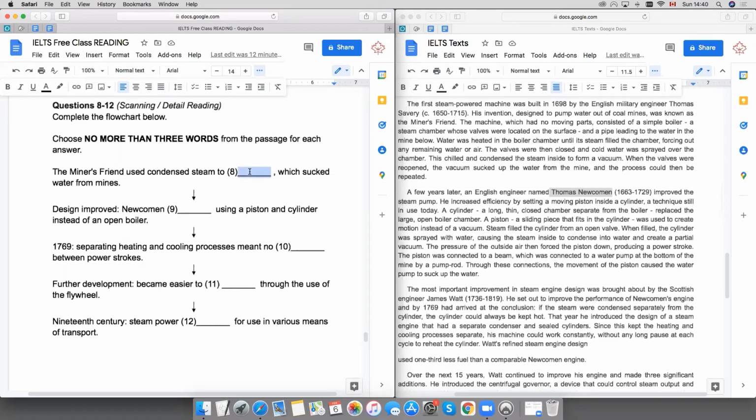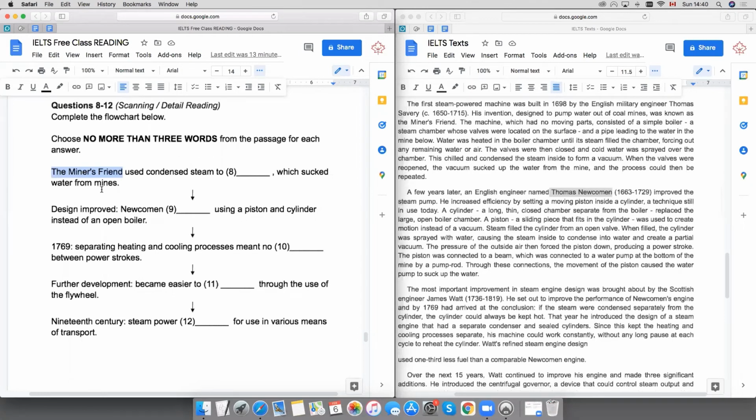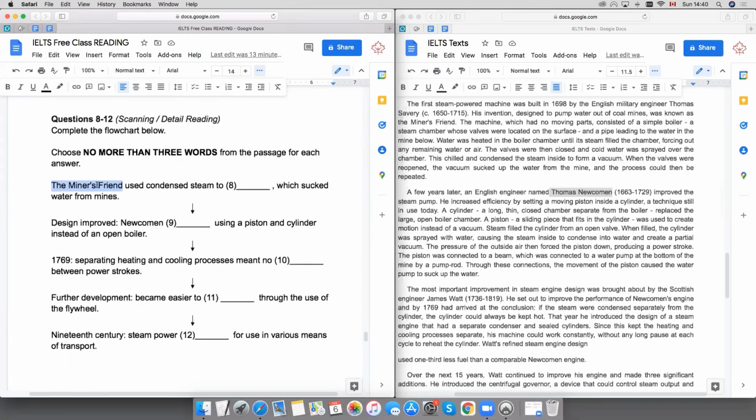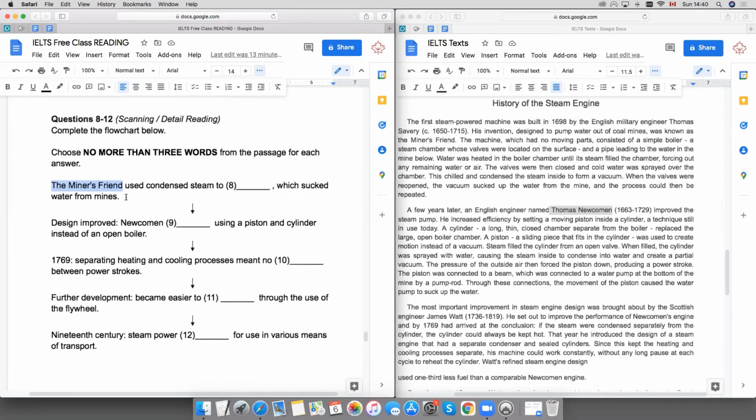Number 8 here, the miner's friend used condensed steam to do something which sucked water from the mines. So we need to figure out who this miner's friend is, right? We're not going to use condensed steam because all of this is about condensed steam. That's not a good keyword. Maybe water from mines could be useful, but we're speaking about a specific person. Anytime we can use a name, let's use a name. As we scan through, we know that a flow chart is going to start from the top and go down to the bottom. So even though maybe we're uncomfortable with the flow chart style, it's a gift. It's a nice thing. They've organized our reading for us.